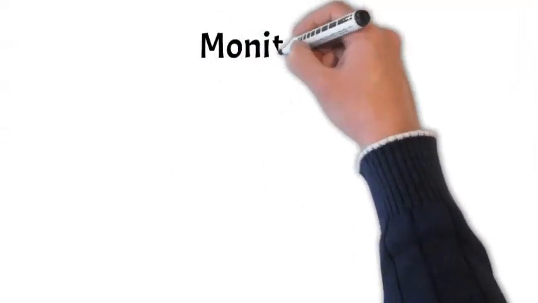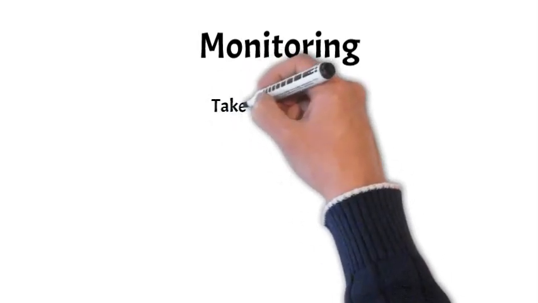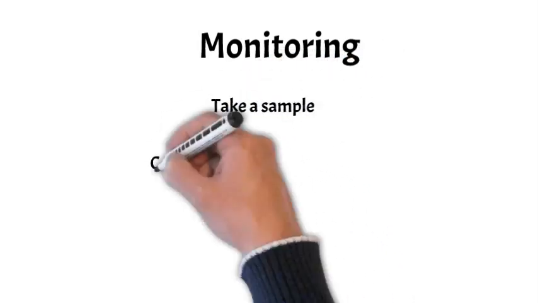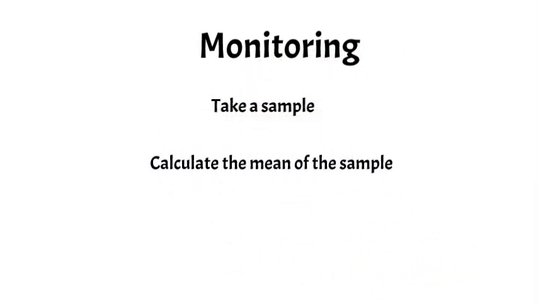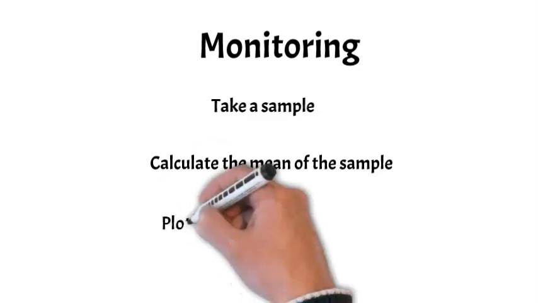To control process performance, it is necessary to begin by monitoring the process output, usually by taking a sample and calculating its mean or average. It might be the average number of hospital-acquired infections in 1 month, the average wait time in the emergency department, or the average number of no-shows in a neurological clinic. The results are plotted on a control chart.